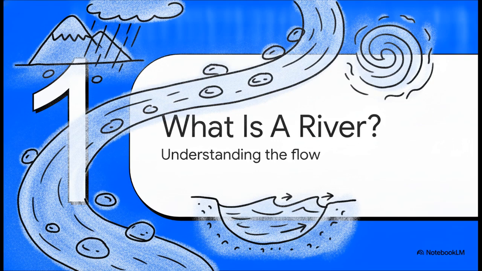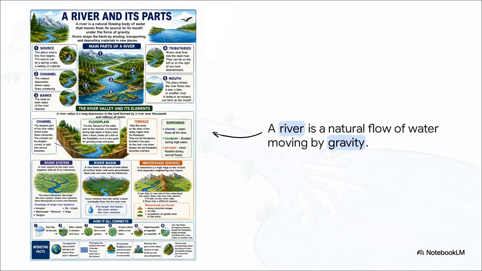All right, part one. What exactly is a river? Simply put, a river is a natural flow of water. It's constantly moving from its start all the way down to its end. And why? Because of gravity. Gravity is always pulling that water downward. And as it moves, the river actually shapes the land by carrying water, rocks, and soil to totally new places. It's kind of like nature's bulldozer.